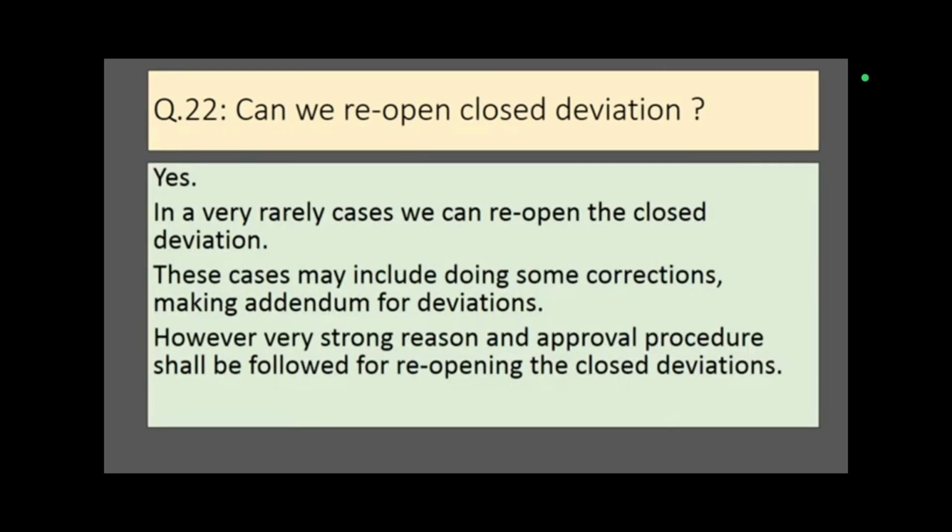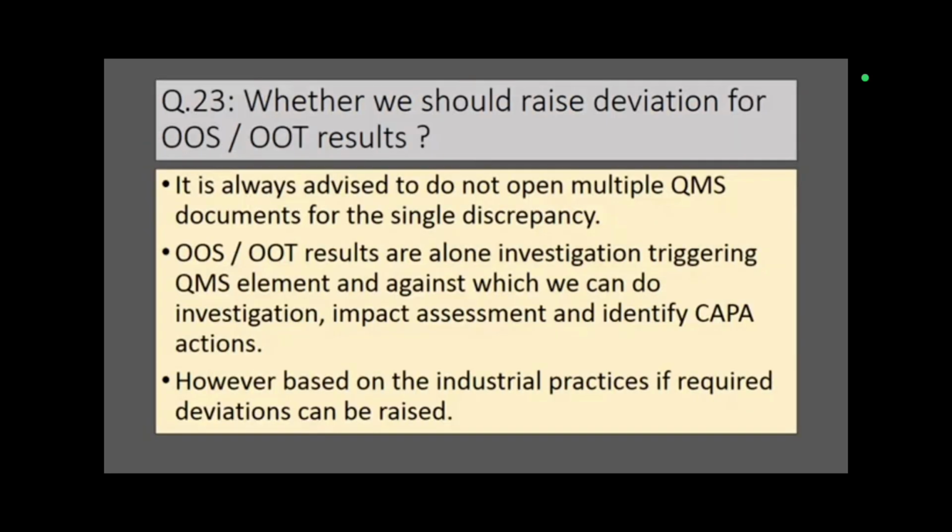Next question, can we reopen a closed deviation? This depends on the industrial practices. Most commonly the answer is yes. In very rare cases we can reopen the closed deviation. These cases may include doing some corrections, making an addendum for deviations. However, very strong reasons and approval procedures shall be followed for reopening the closed deviations.